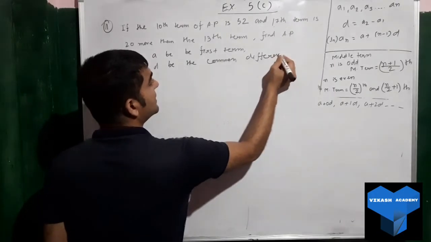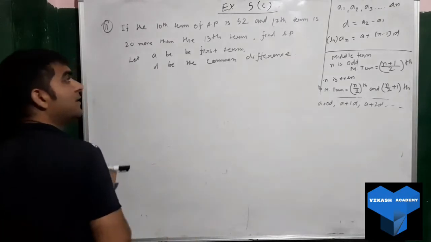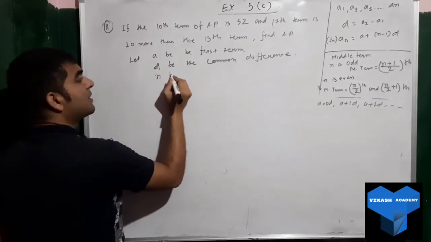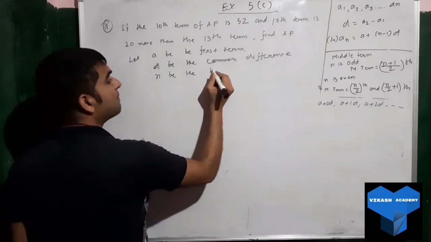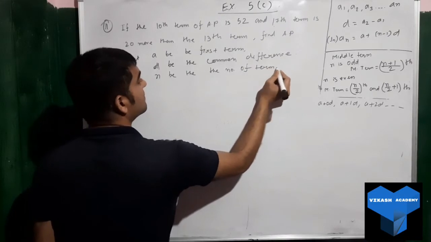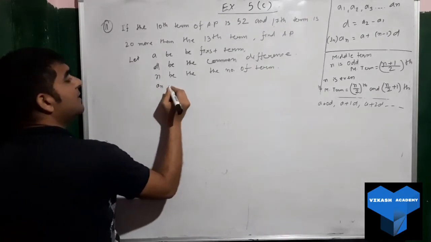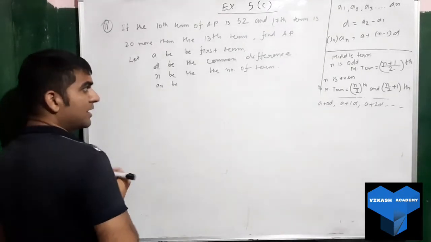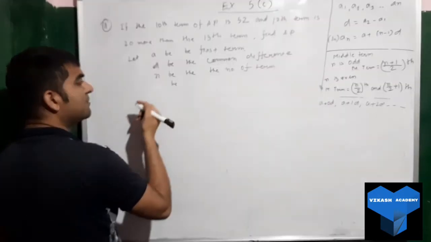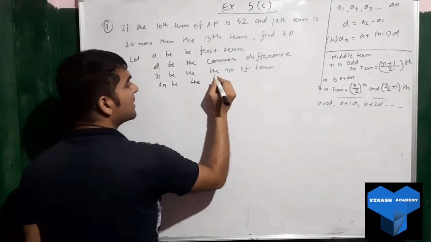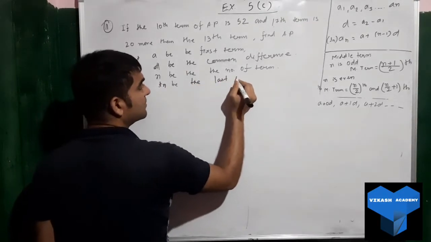You can write this for all the questions. I will not spend time teaching this in every question; it's your job. Whenever there are A, D, N, you need to write them. N will be the number of terms. Then AN, which we also denote with TN, I will write TN or AN, same thing, be the last term.